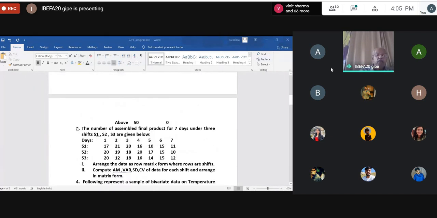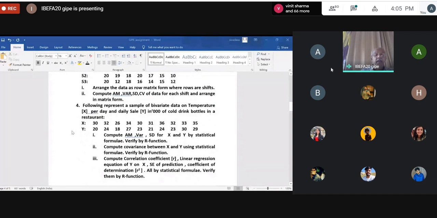In question number 4, complete correlation regression. You have to compute stepwise, verify the answer by function. Very lengthy.